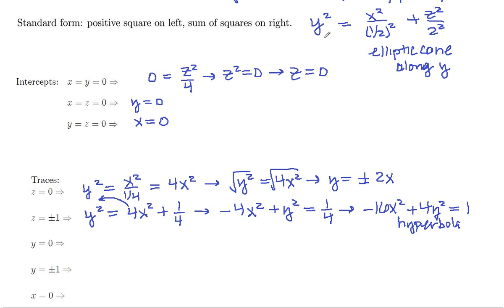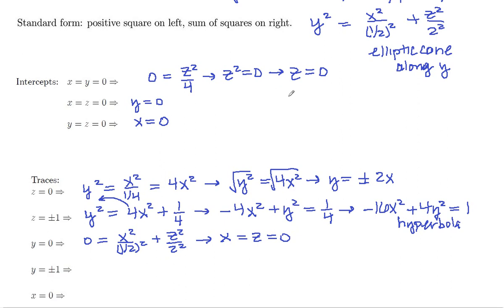If y equals 0, this term drops out. So you just get 0 equals x squared over (1/2) squared plus z squared over 2 squared. So this term is non-negative, this is non-negative, and they add together to give 0. The only way that can happen is if x equals z equals 0. So your trace is just one point at the origin, and it's the point of all the intercepts.